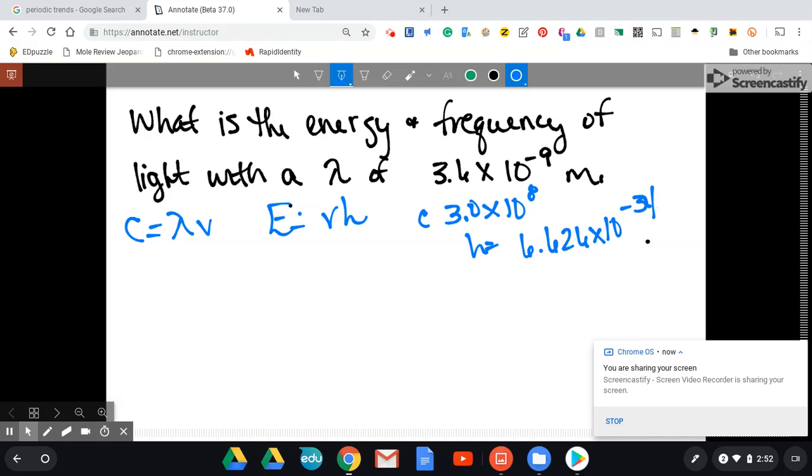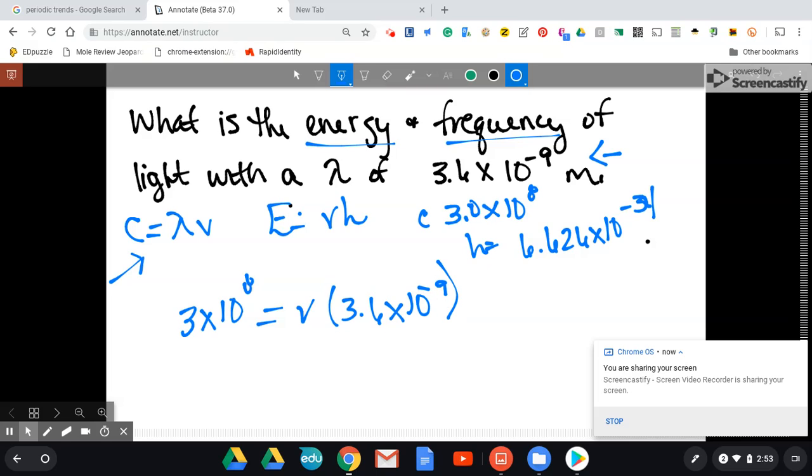If you can work it, then stop the video, work it, and then come back and see if you worked it correctly based on what I'm doing. So we're looking for two things here. We're looking for energy and we're looking for frequency. What we know is our wavelength, so I've got to use this formula. I know my C is 3 times 10 to the 8th. I don't know V, but I know that my wavelength is 3.6 times 10 to the negative 9th.